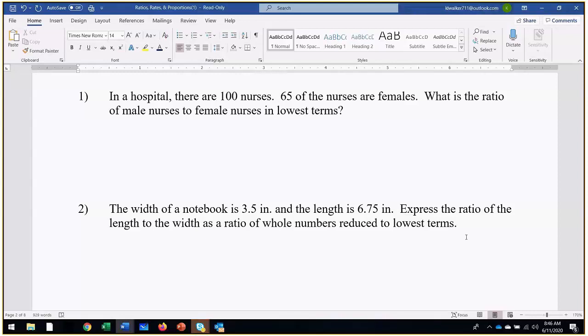So just like before, let me jot this down real quick. It's 3.5 inches, which is the width, and 6.75 is the length. And they want the ratio of the length to the width.